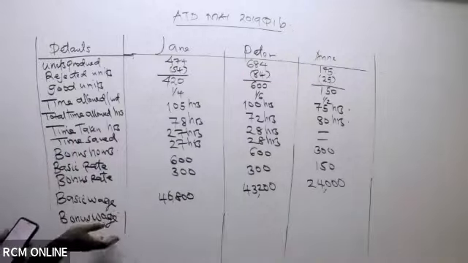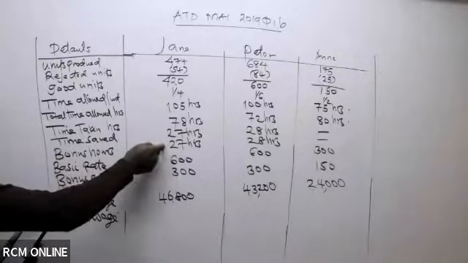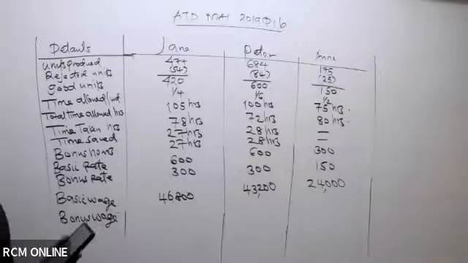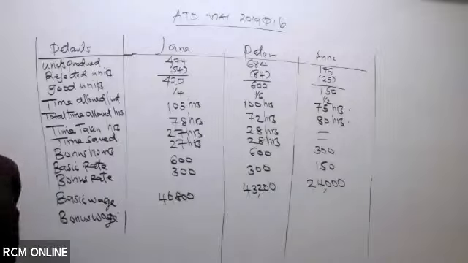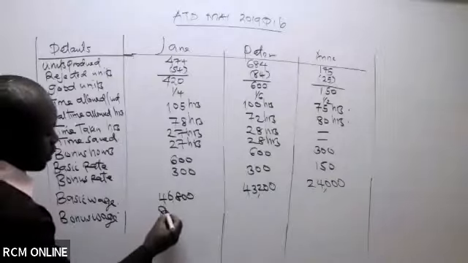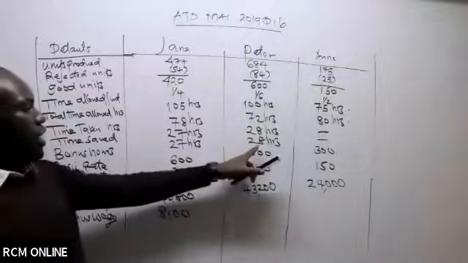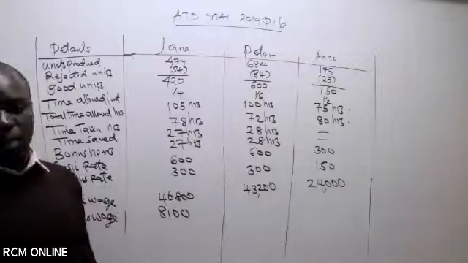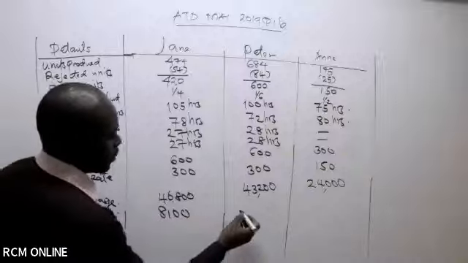Let's go to bonus wage. We take bonus rate times bonus hours. So 27 by 300, what do we get? 27 by 300, very fast. 8,100, we are actually right. How about 28 by 300? 8,400.